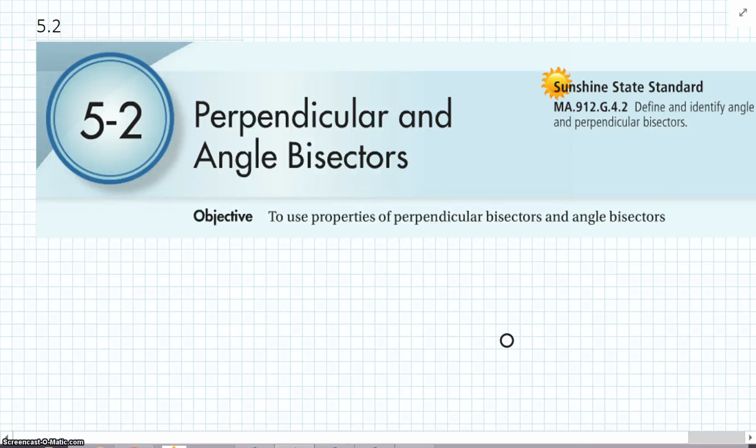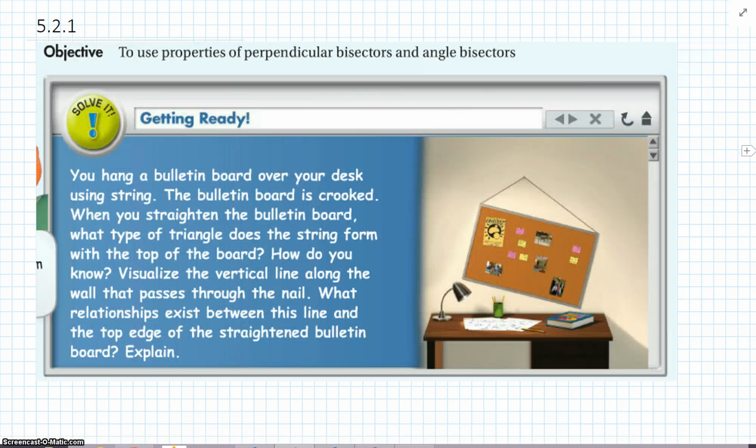All right, here we go. Geometry 5-2, perpendicular and angle bisectors. Today, in this lesson, we're going to use properties of perpendicular bisectors and angle bisectors. Okay, first thing we're going to look at, using properties of perpendicular bisectors.